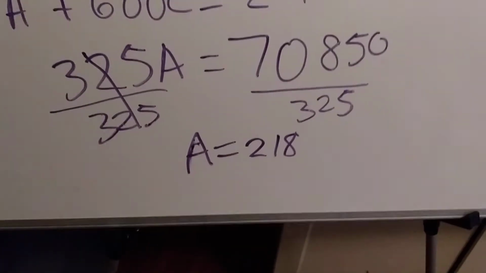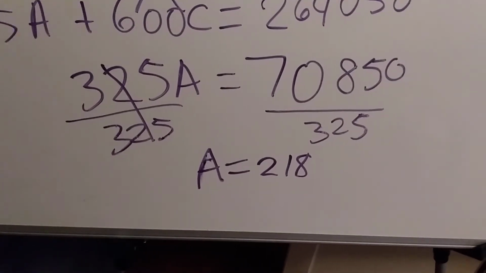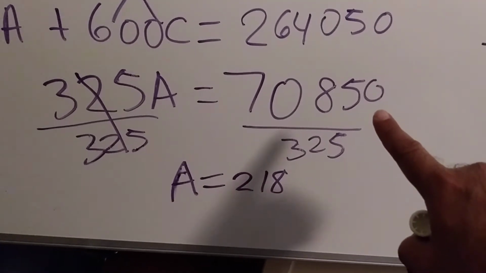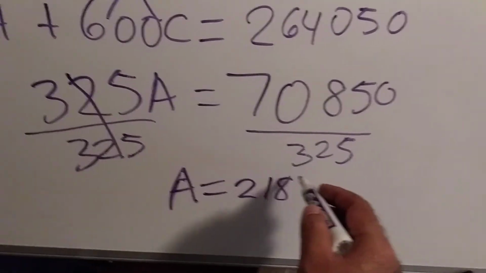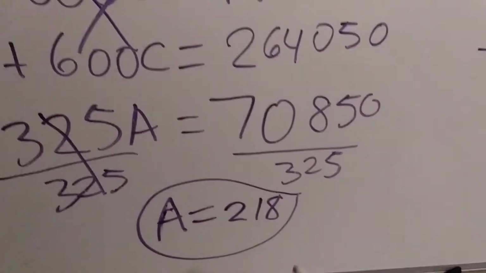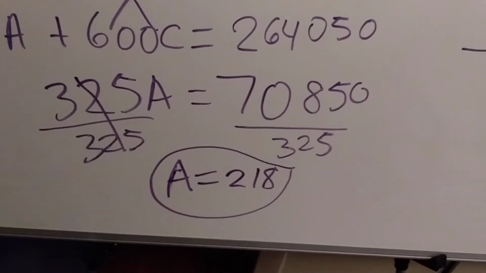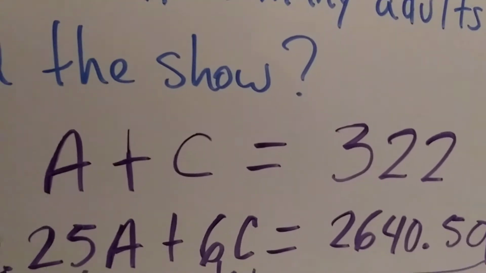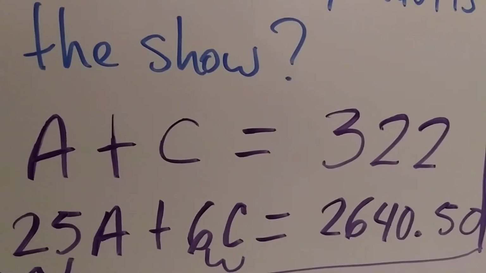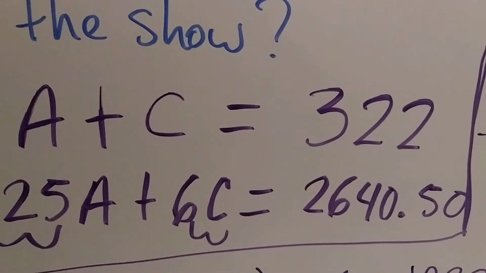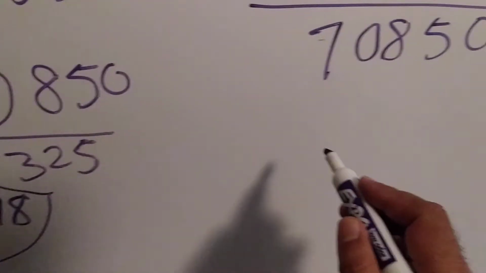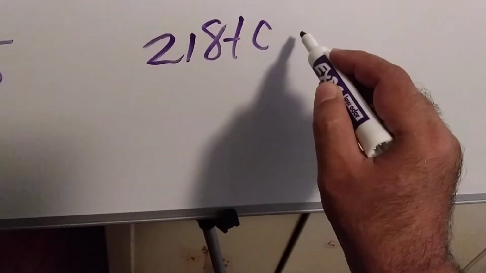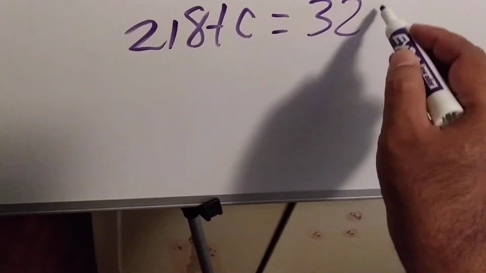Okay, so the 218 was the end result when you divided the 70,850 by 325. So that's the A, the number of adults that attended. So then we need to find out how many children, right? So if we look at the original problem here, A plus C equals 322, right? So we have 218 plus C. So 218 plus the number of children equals 322.